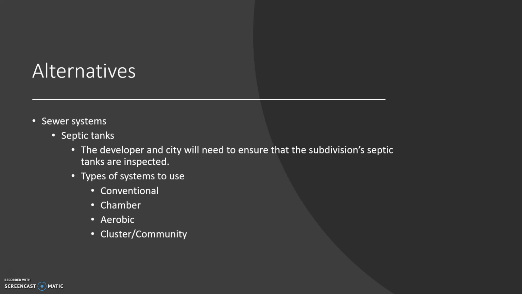The chamber is a great thing to use when the home isn't used on a regular basis. It also is a small carbon footprint. It's an easy delivery. The aerobic is great for a smaller area, high water table, and when you're close to a surface body of water. But the only drawback is it requires a lifetime of maintenance.